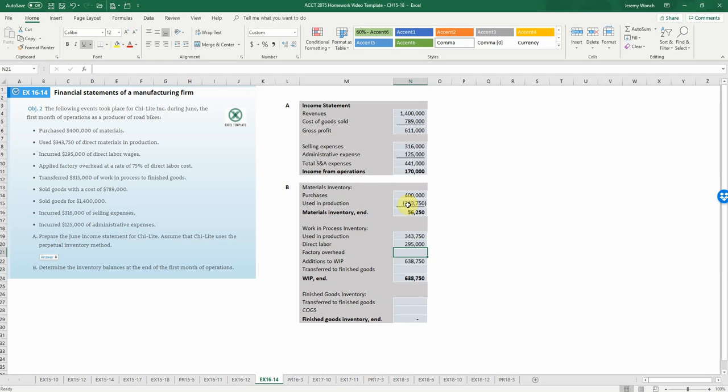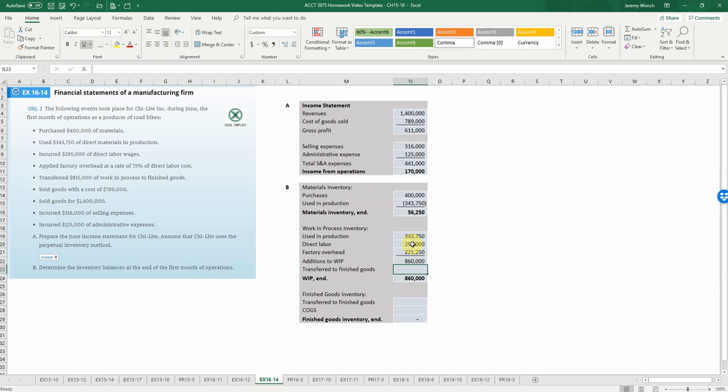And it says that the factory overhead rate is 75% of direct labor cost. So we got 75% times our direct labor cost. So that means that our overhead applied is 221,250.